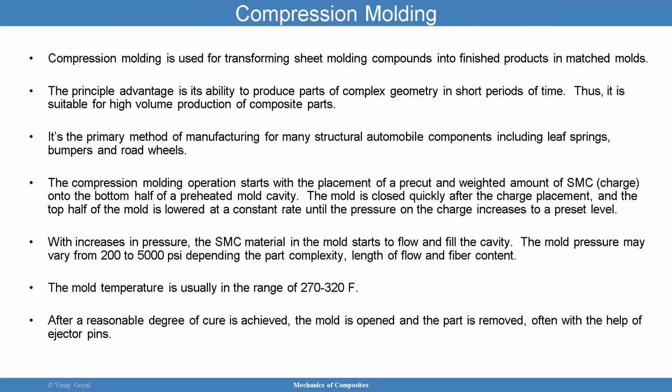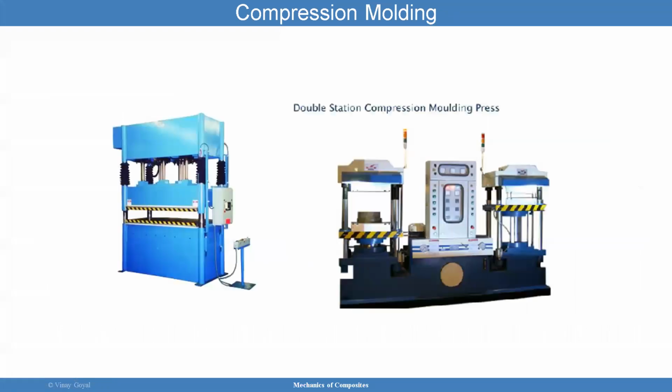Compression molding is another technology. Compression molding is used a lot also. It's used for transforming sheet molding compounds into the finished product. The advantage on this one is the ability to produce very complex geometry in short period of time. So I already covered this. Basically, is what I talked about before. And here is a machine that can do that.